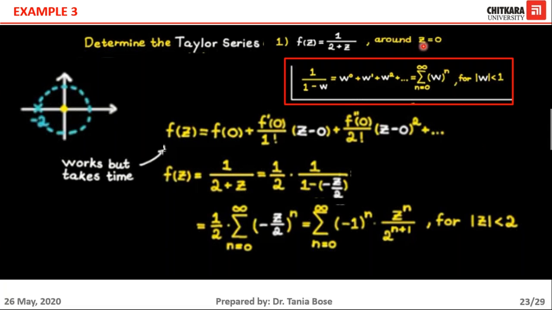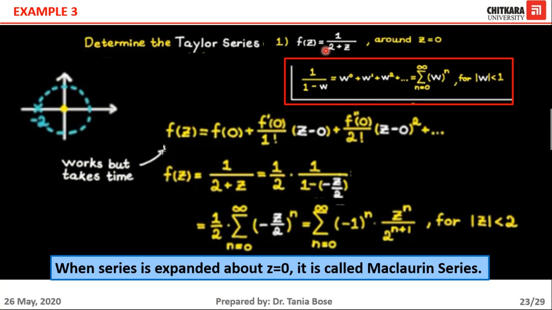So in this question, you can see that z was centered at 0, right? Now, suppose in any question, the center is not given to you. Only it is told that determine the Taylor series of that function. So you will always take the center as 0 if it is not given to you, right? And when you expand any series centered at the point 0, it is called a Maclaurin series, right? So Maclaurin series is a special case of Taylor series, when you expand the series about z equal to 0. If it is given, very good. If it is not given, then you will always assume the center to be z equal to 0. And in that case, Taylor series is called the Maclaurin series, right?